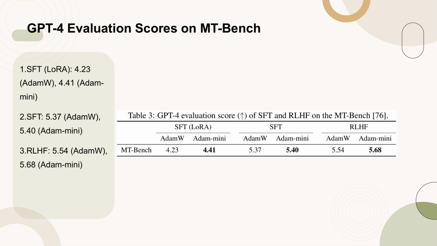Table 3 presents the GPT-4 evaluation scores for supervised fine-tuning, SFT, and reinforcement learning from human feedback, RLHF, on the MT bench. The scores are categorized by the optimization methods used, AdamW and Adam Mini. For SFT with LoRA, Adam Mini achieves a slightly higher score of 4.41 compared to AdamW's 4.23. In standard SFT, Adam Mini scores 5.40, surpassing AdamW's 5.37. For RLHF, Adam Mini's score of 5.68 is notably higher than AdamW's 5.54, indicating better performance with reduced memory usage.